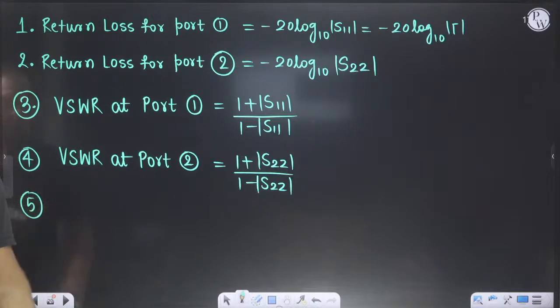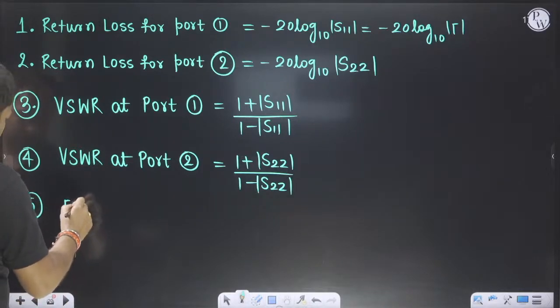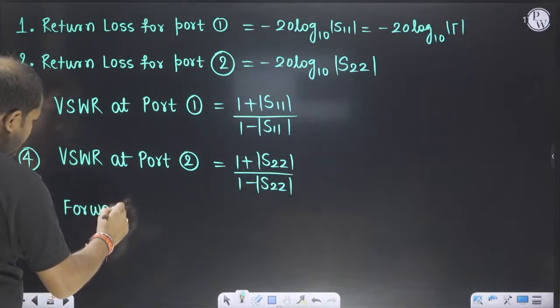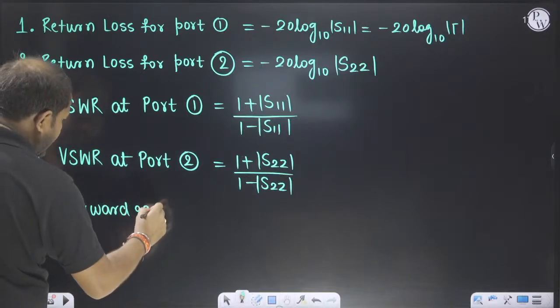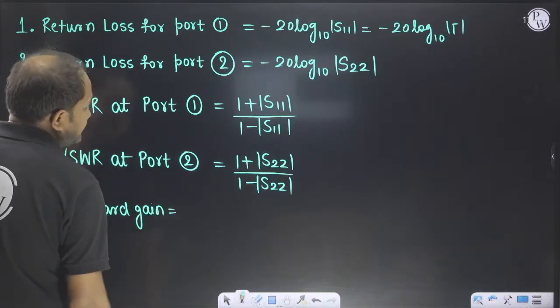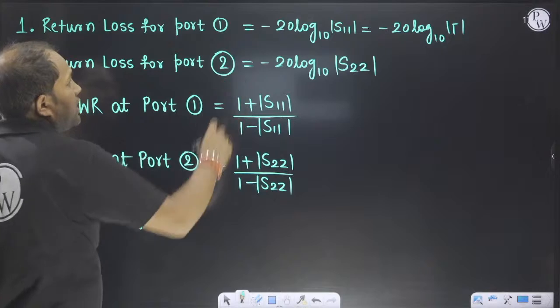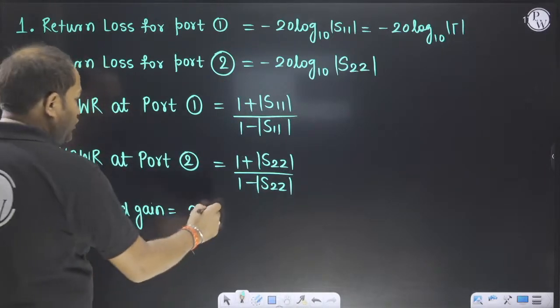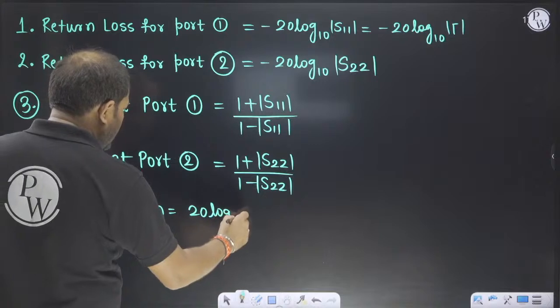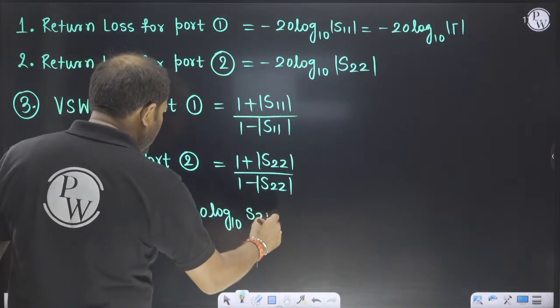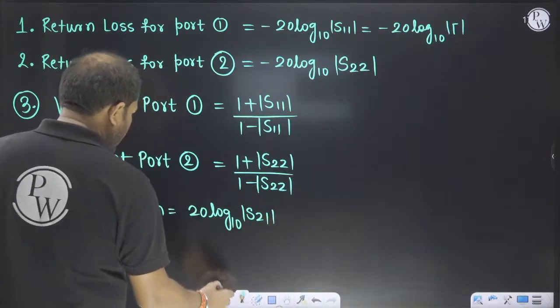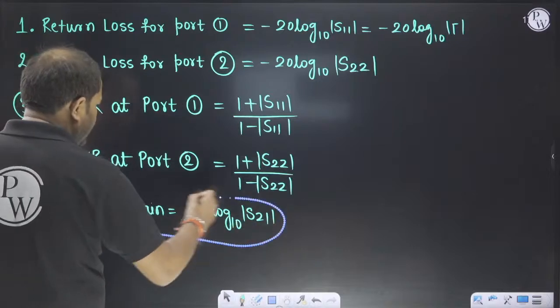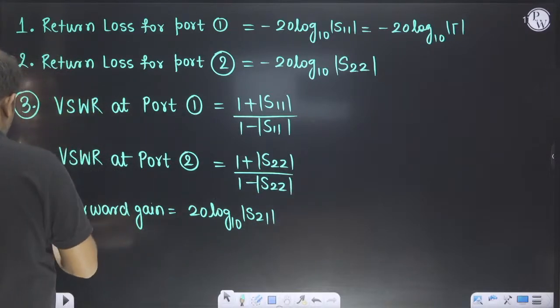Then forward gain. Since it is gain, I will take plus. Since it was loss, I took minus; since it is gain, I will take plus. The 20 is for voltage ratio, since the S parameter is a voltage ratio, so I will take 20. So this is our forward gain.